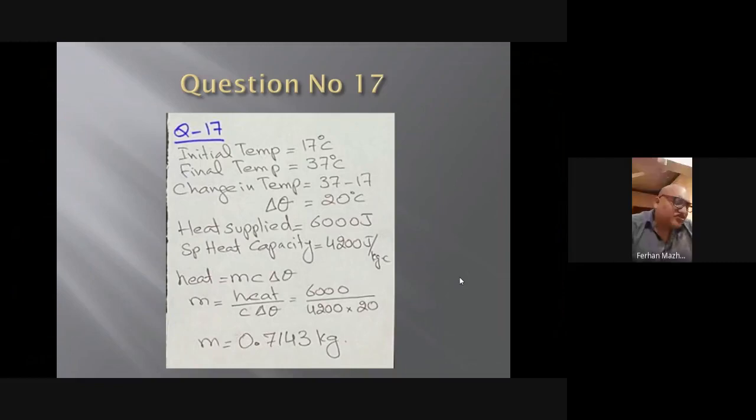Whenever there is a temperature change, the formula for the heat is mc delta theta. Heat equals mc delta theta. If you want to find the value of m, then c and delta theta go to the other side and divide. So just put in the value, 6000 divided by 4200 divided by 20. Enter this in your calculator and you will get the final answer, 0.7143 kg.